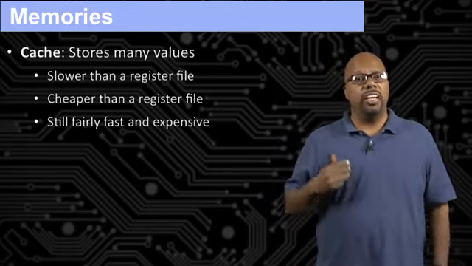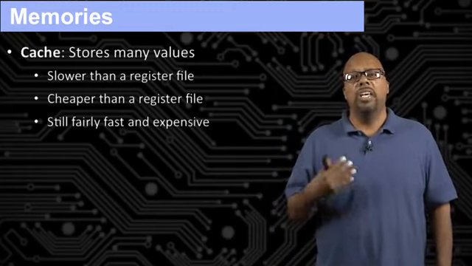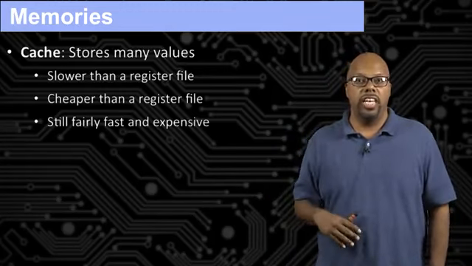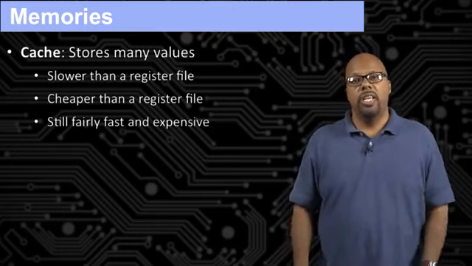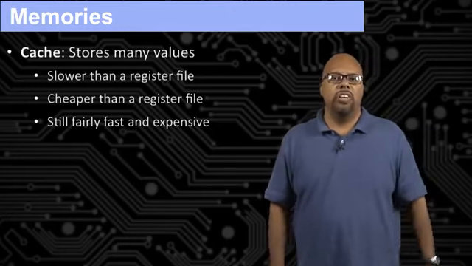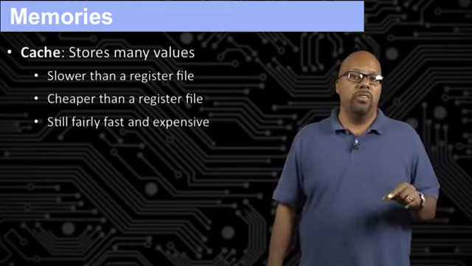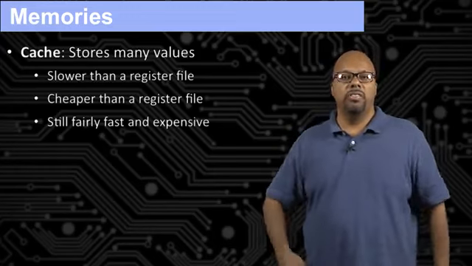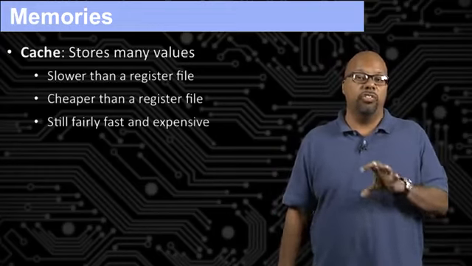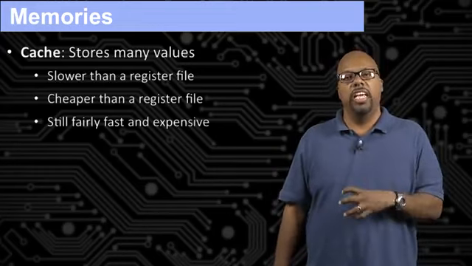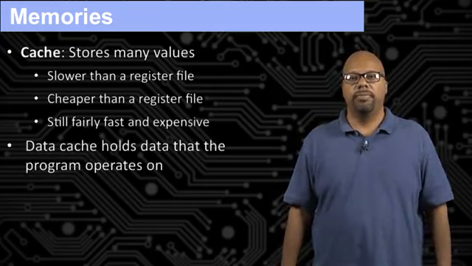A register file you could access in a fraction of a clock cycle. A cache typically takes a full clock cycle to access, which is pretty good, but not as good as a register file. Still fast and expensive. They're cheaper than register files, but more expensive than larger memories. So that's a cache, and that's on chip. You would find that on the same integrated circuit as the microcontroller.